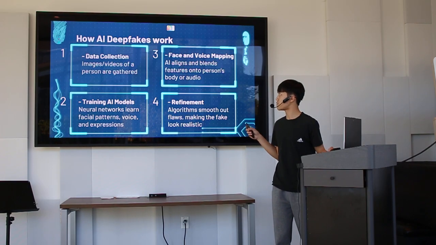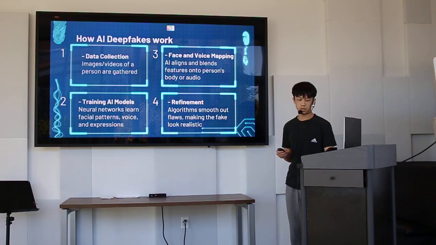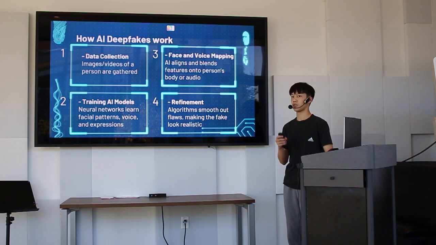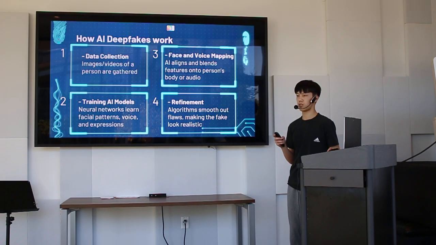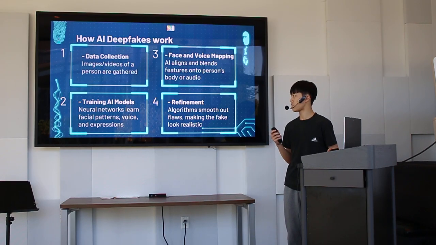Okay, how do deepfakes work? So to create a convincing deepfake, first you either get videos, images, and audio clips of a person from different angles, different lightings. So the more data you have of a person, the better the final result will be. And next, the AI model has to train.